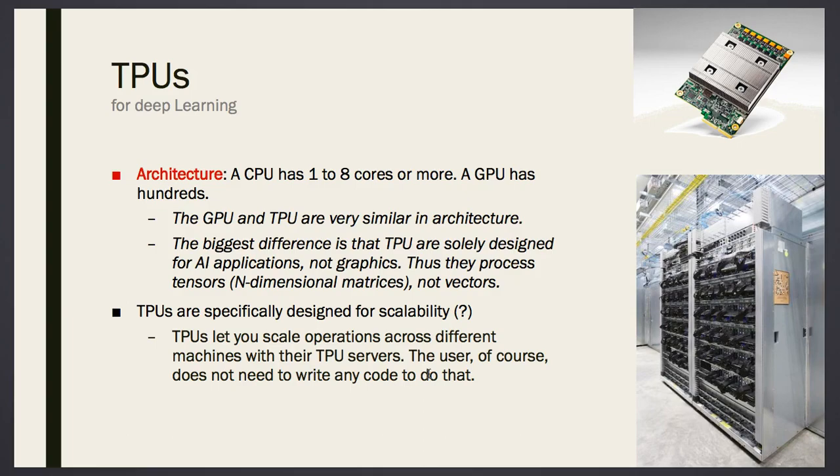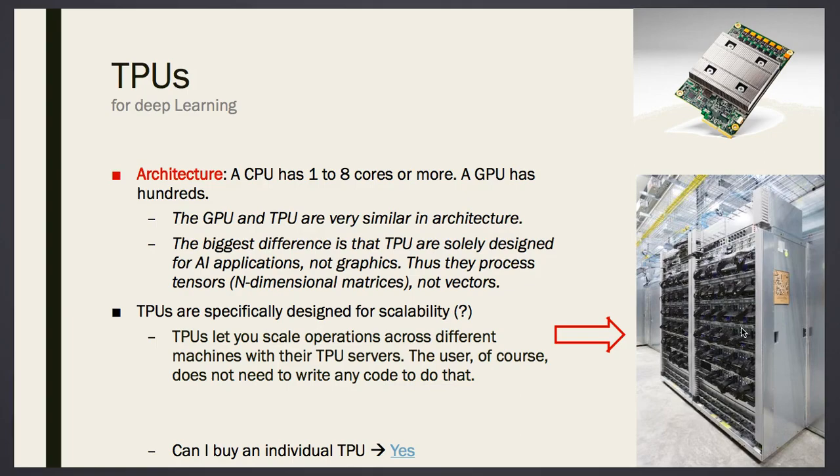And they are, as I told you, specifically designed for scalability. Scalability means you can scale different operations among different machines and TPU servers. In these racks, you have hundreds of TPUs. You can scale and parallelize those operations across these racks. And inside the racks, they are parallelized into cores. So it is a hierarchical parallelism for TPUs, which we need for deep learning.